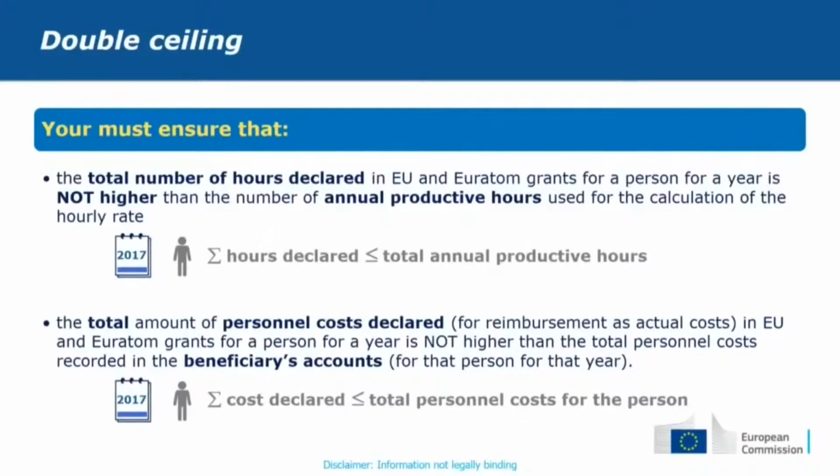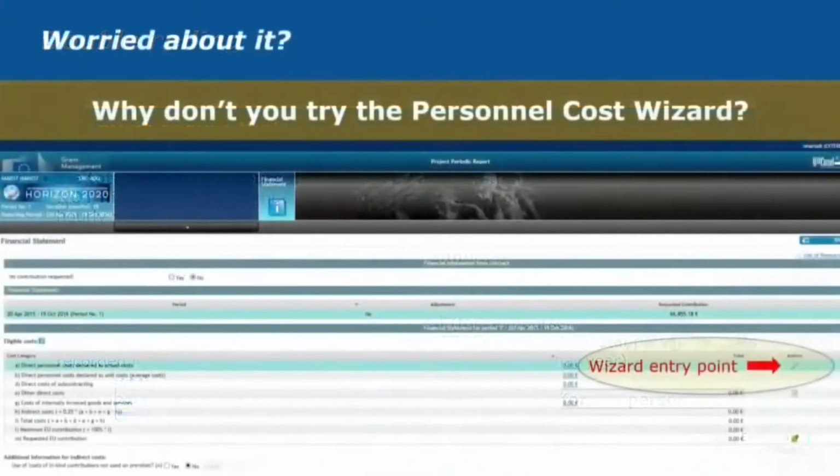So it's the same logic. You cannot make a profit, you can never declare more than the total of the personal cost of the person. After that, you may say, well, still it looks rather complex, and there is a lot of math to make these calculations, and there are the ceilings and the options, and I'm a bit afraid of making mistakes and having to pay back later on.